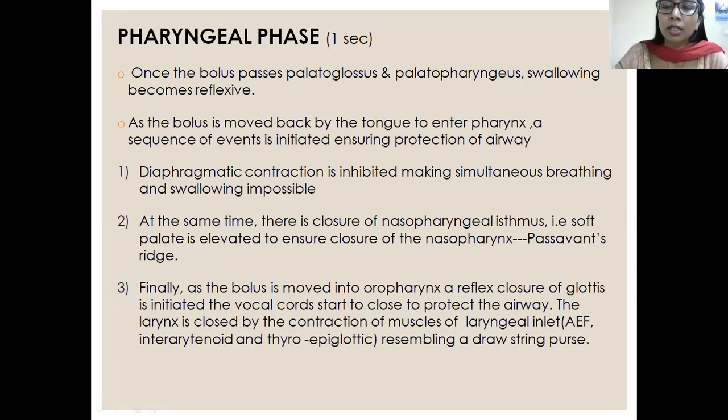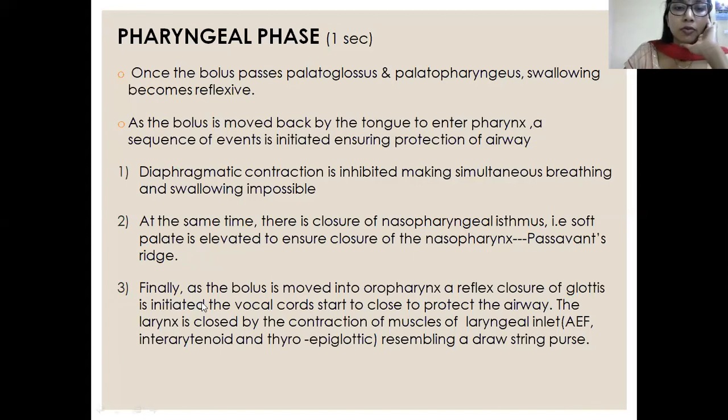What is the Passavant's ridge? Passavant's ridge is nothing but a mucosal bulge seen in the posterior wall of the nasopharynx, to which the free edge of the soft palate comes. It is a projection which develops in the posterior part of the nasopharynx. The soft palate tends to get elevated and this ridge comes in contact with the free posterior end of the palate. So this is your nasopharyngeal isthmus. What this does is prevent the food from going upwards into the nasopharynx or your nose.